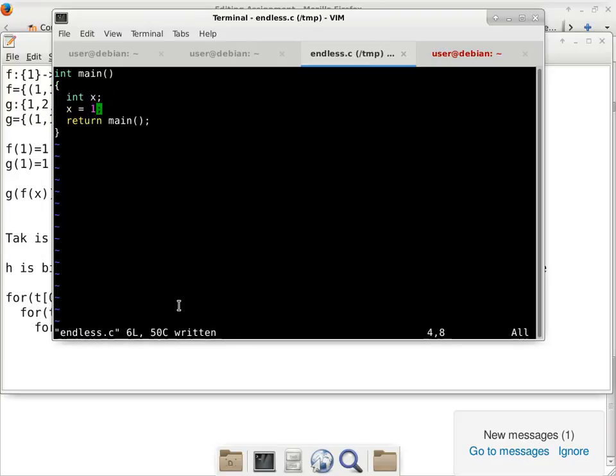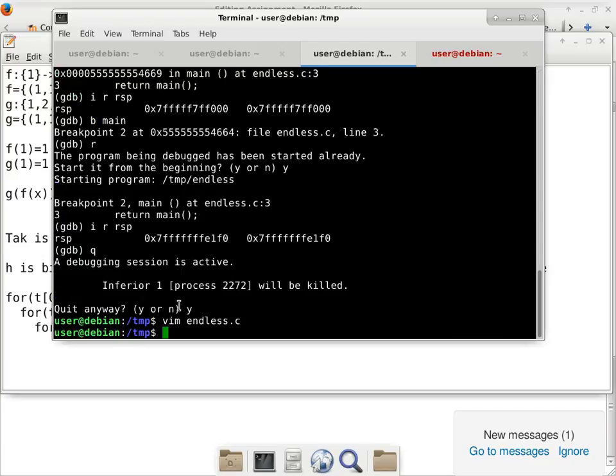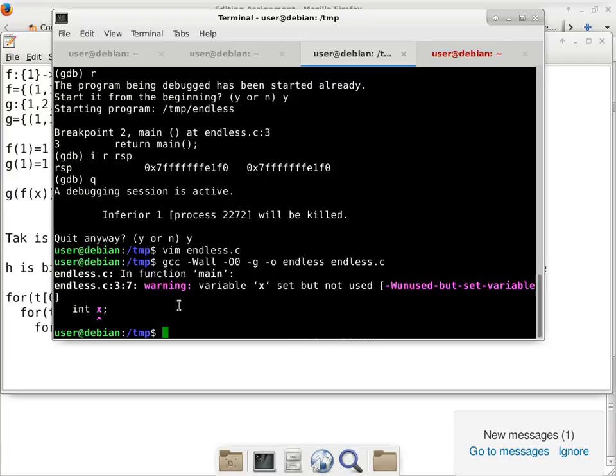Okay, something stupid like that, because it just gives me a place to put a breakpoint. So I want to recompile the program. That's okay. It's just a warning that X is set but not used. It's okay in this case.